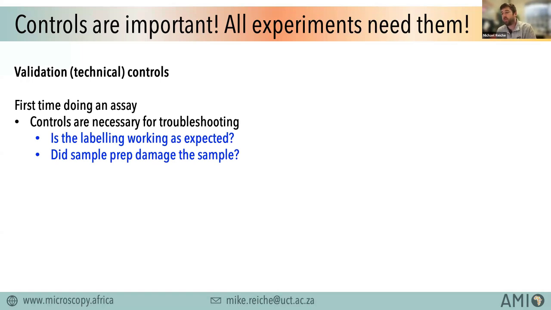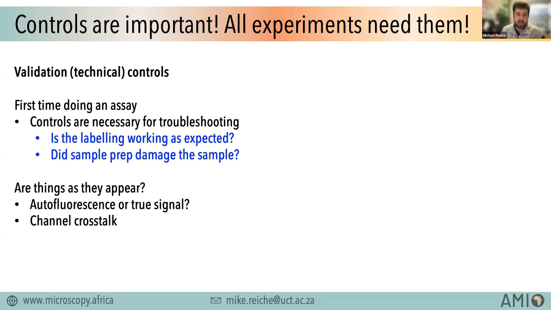Some of these questions include, is the labeling working? Did the sample preparation damage the sample in a way that isn't conducive to your experiment? And then there's also the more subtle and nuanced need for technical controls, in the sense that, are you capturing what really exists? Because the reality is that you have autofluorescence, you have background signal, you have crosstalk between fluorescence channels if you're doing fluorescence microscopy. All of these things can compound the validity of your experiment, and you need to understand them. And in order to understand them, you should do controls.